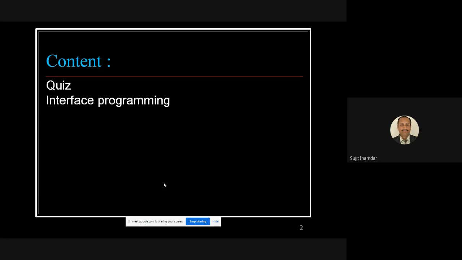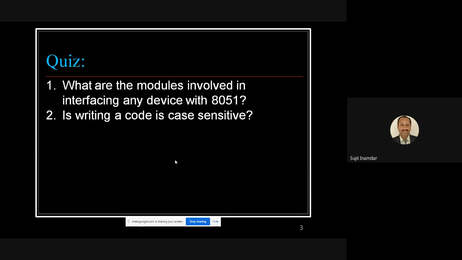slide, that is the quiz. Today I chose these two simple theoretical questions, nothing logical or technical in this.